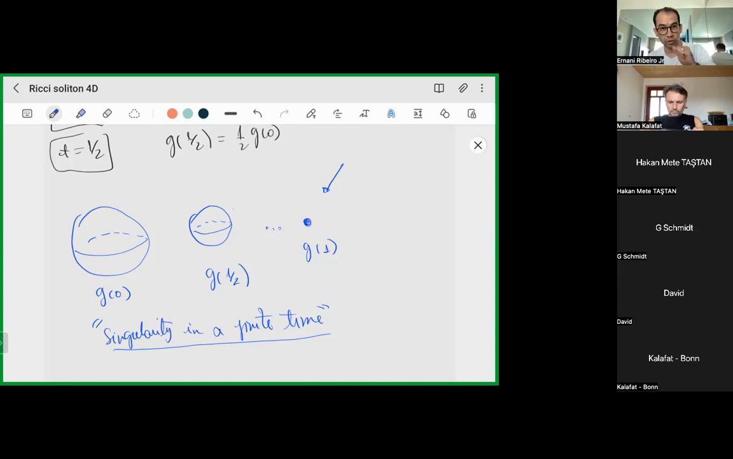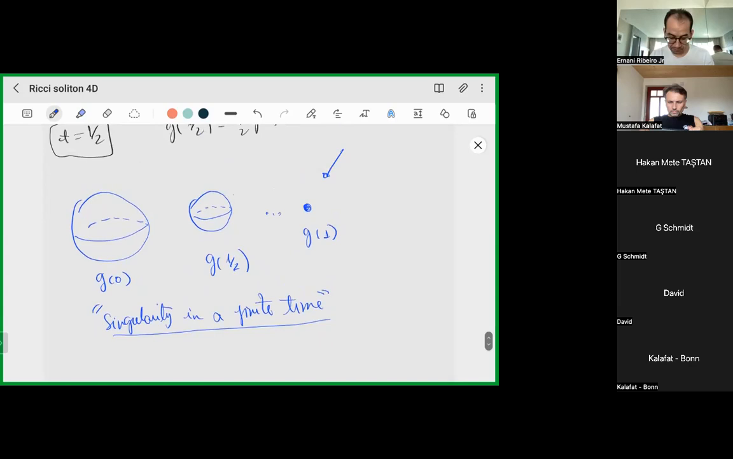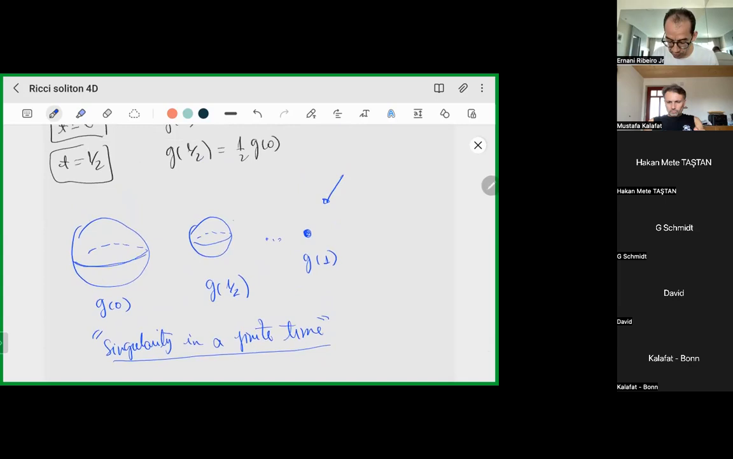And another interesting fact is this. Remember, the scalar curvature of a round sphere depends on the radius of the sphere. The curvature is 1 divided by the radius squared. Then along this process, the radius goes to 0. In other words, the curvature goes to infinity. At this point, we say that it's a blow up of the curvature. The radius goes to 0 and the curvature goes to infinity.